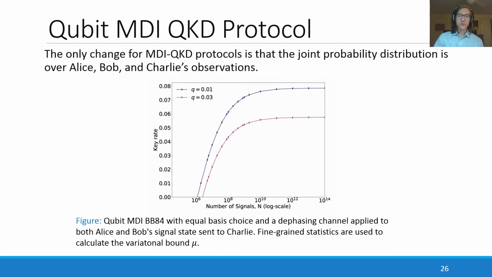So we also should look at what other sorts of protocols it can handle. It can handle MDI QKD protocols. This is intuitive: what an MDI QKD protocol is basically doing is parameter estimation over a tripartite joint probability distribution, because Alice, Bob, and Charlie all have outcomes. This fits within the numerical framework, and so it works.